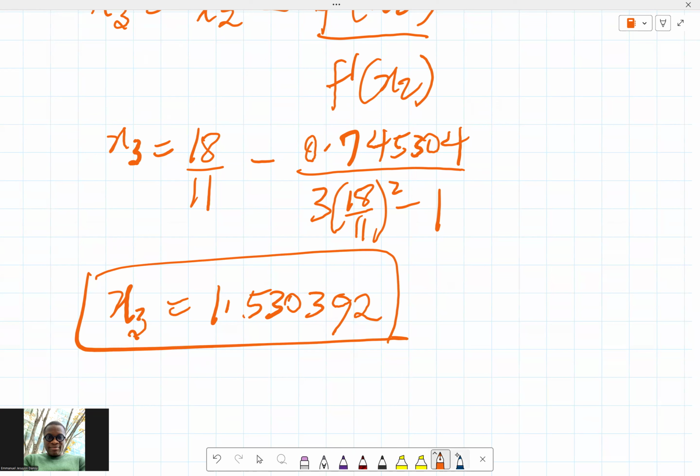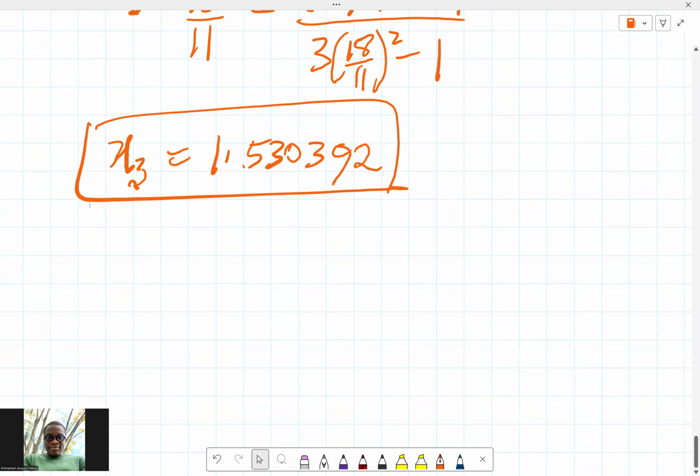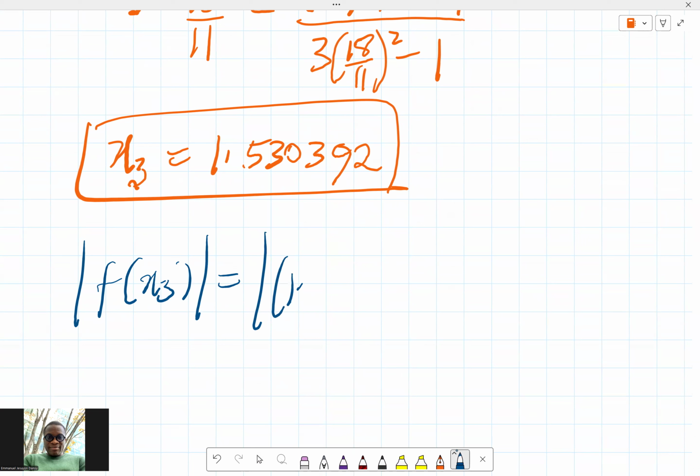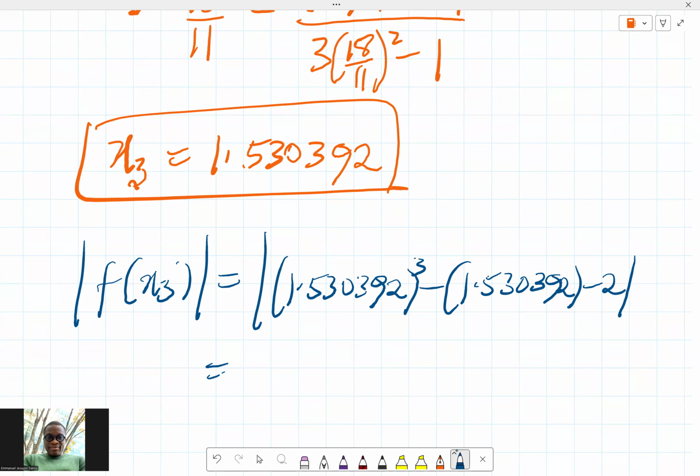So again, we need to check, have we arrived? How do we check? We need f of x3. So f of x3 simply means that we have 1.530392 cubed minus 1.530392, all that minus 2. And that will be the absolute value of f of x3, and that is 0.053939. Okay, that's where we are at now.